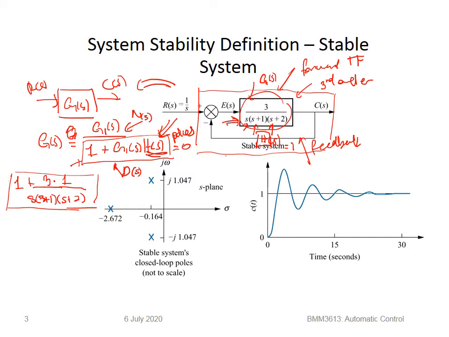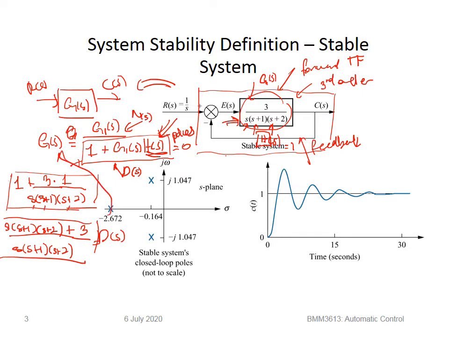So the denominator doesn't only have (s plus 1) and (s plus 2). If we develop this, it is basically s(s plus 1)(s plus 2) plus 3. So this is the denominator of the transfer function G(s) that we will make equal to 0 in order to find the poles.